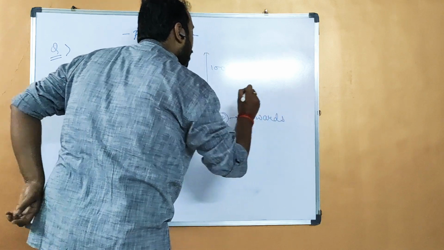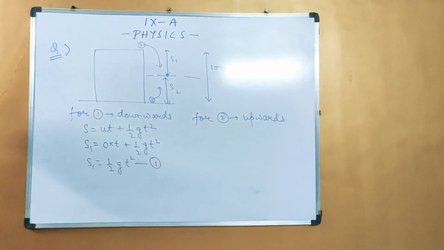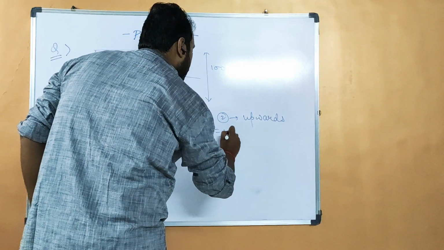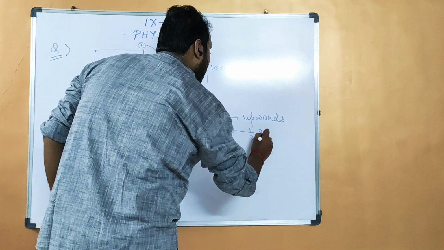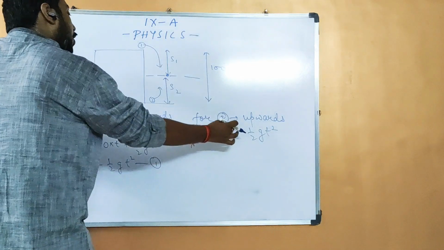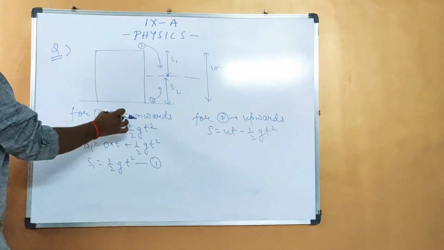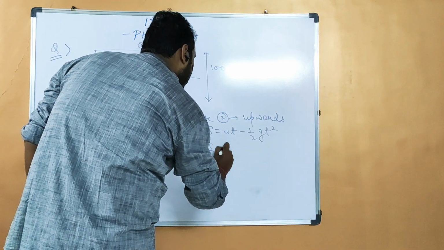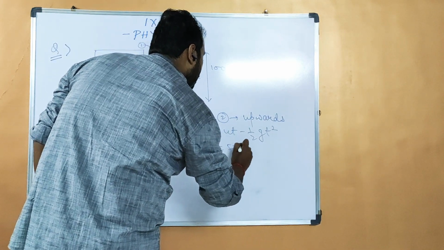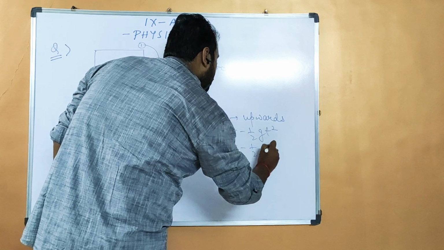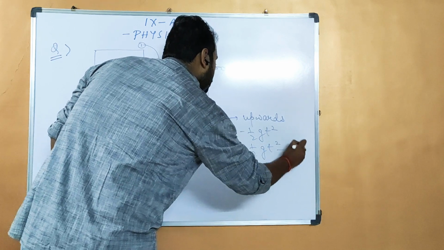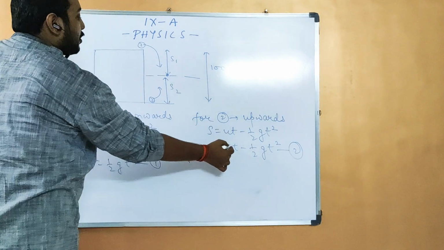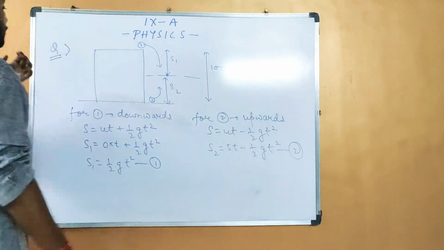For stone 2, the motion is upwards. We will use this equation: s = ut - half gt square. For upwards it is always minus, for downwards it is always plus. Now putting the values, S2 equals, what was u? 5t minus half gt square. This was equation 2.